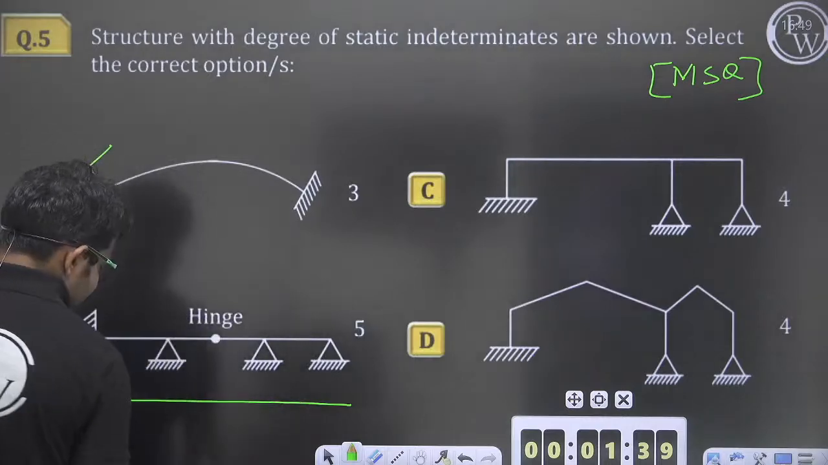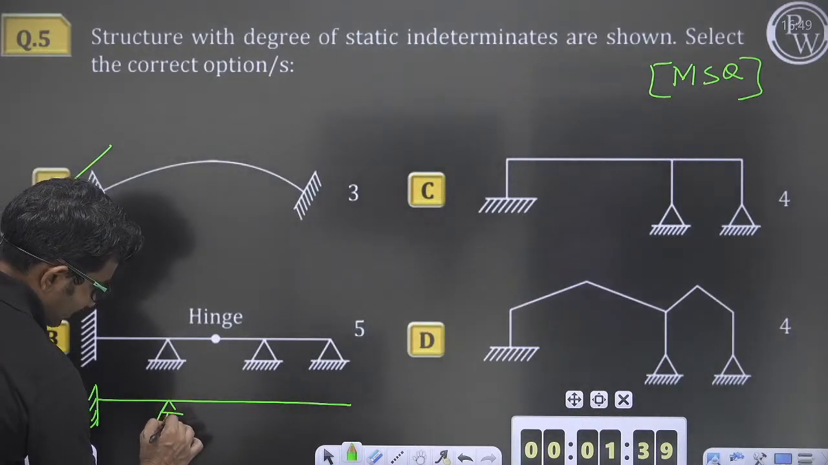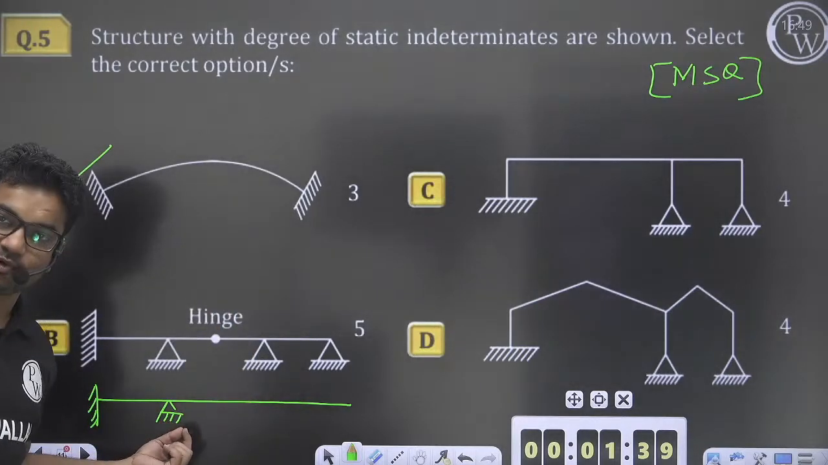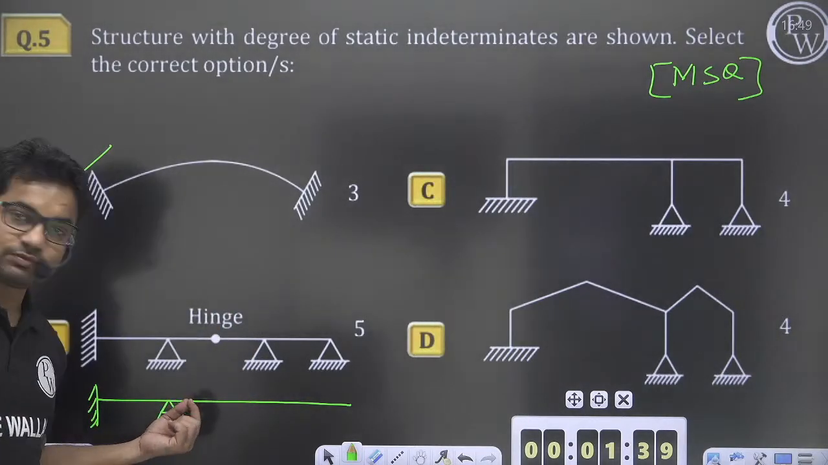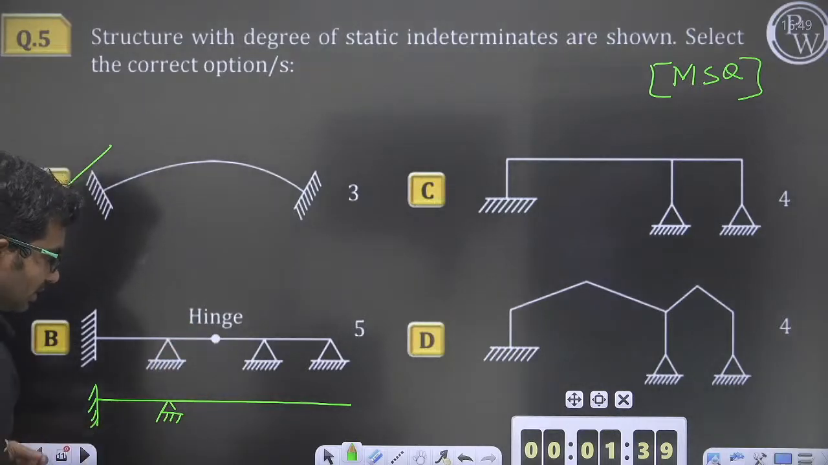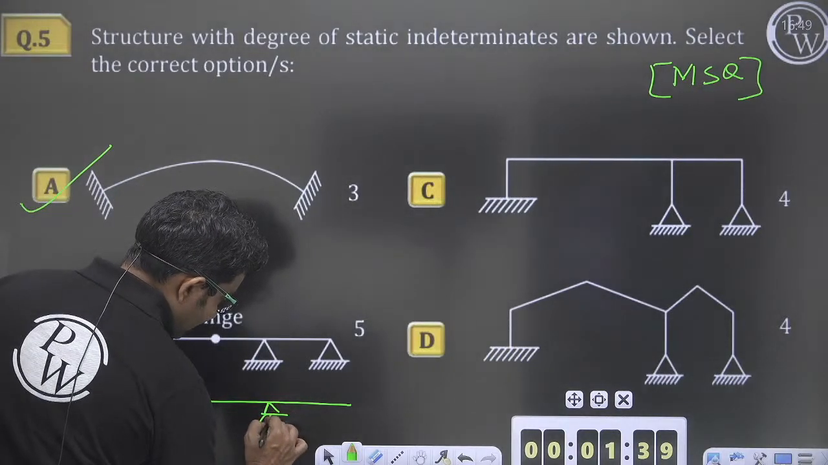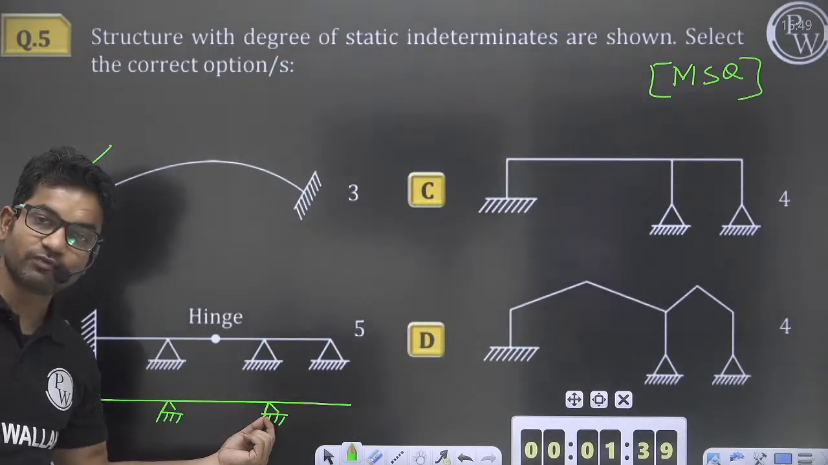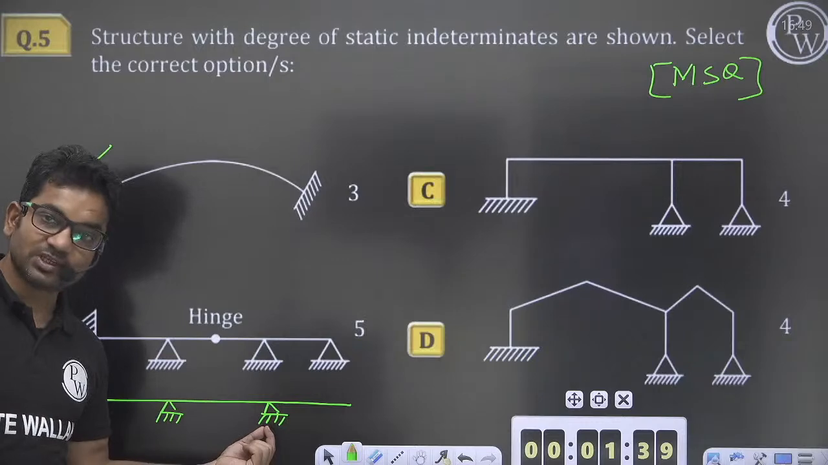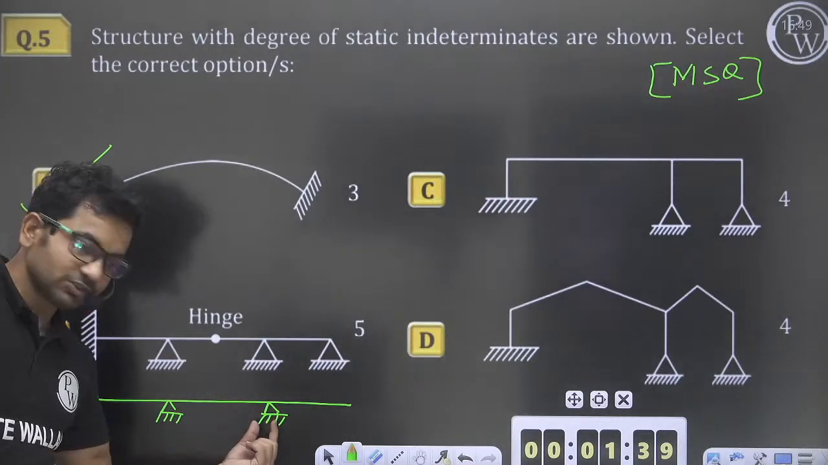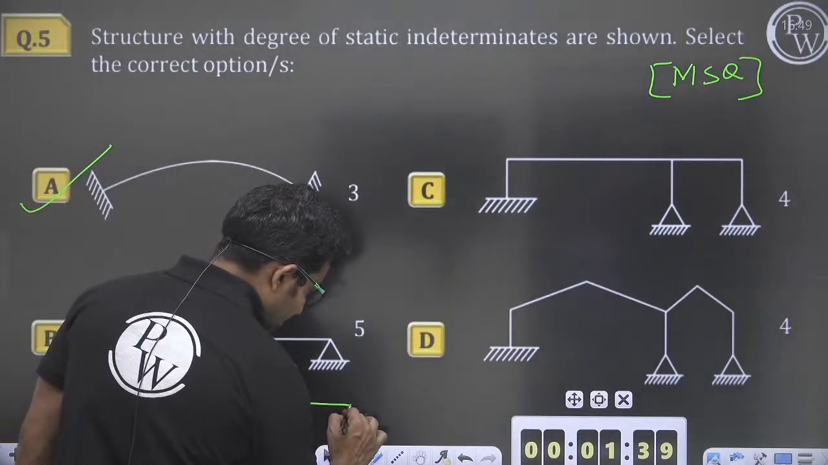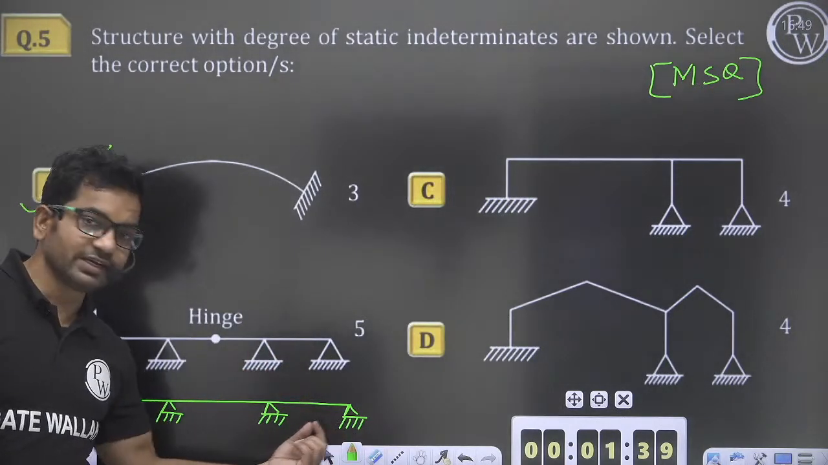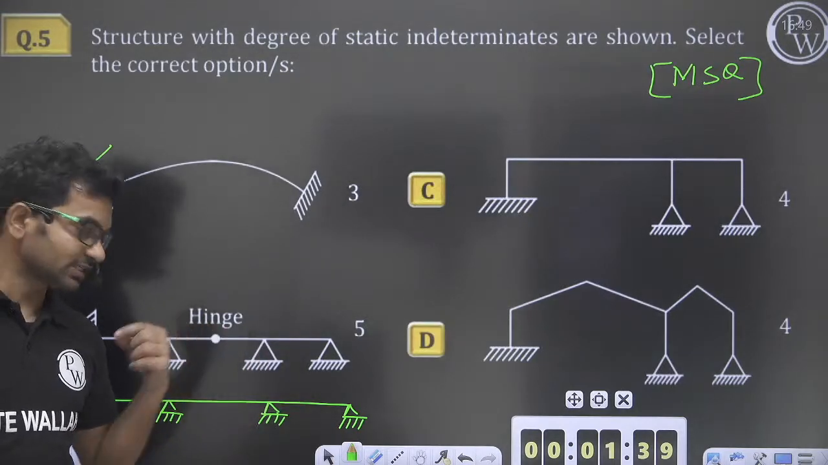If I add this support, that means I am adding two reactions. So the degree of static indeterminacy has now become 2. If I add this support, again the degree of static indeterminacy will increase by 2. This support will also offer 2 reactions. So 2 plus 2 is 4, and again 2 more reactions will be offered. So the total degree of static indeterminacy will be 6 in this case.